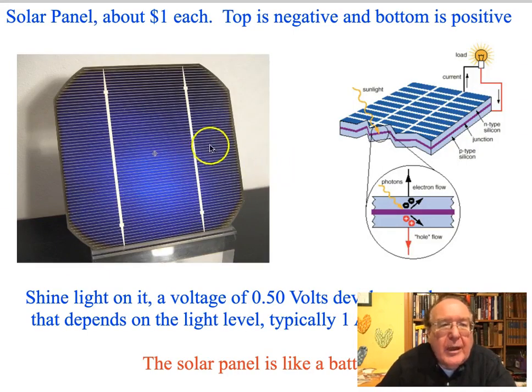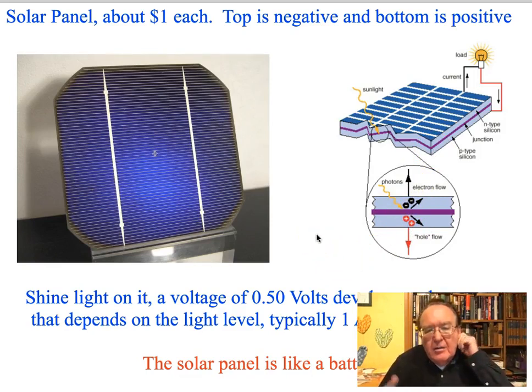Now here's a solar panel. You can buy these for about $1 a piece. If you shine light on the solar panel, the top becomes negative and the bottom is positive, and that's how the electrons move on the inside. If you take one of these panels and shine a light on it, you'll get about half a volt. It's like a battery with half a volt, and depending on the light level, you can typically have 1 ampere of current. So it acts like a battery.